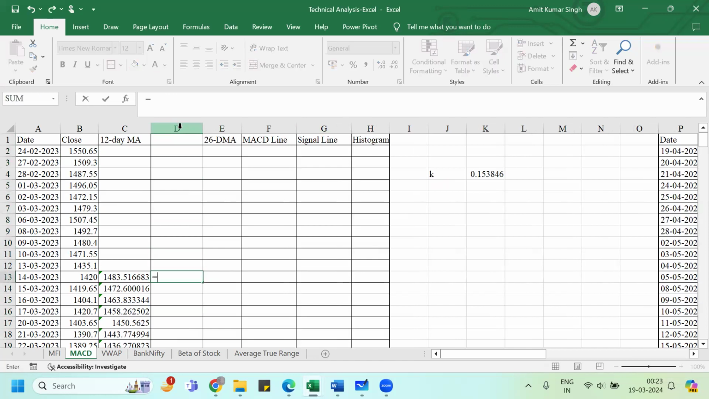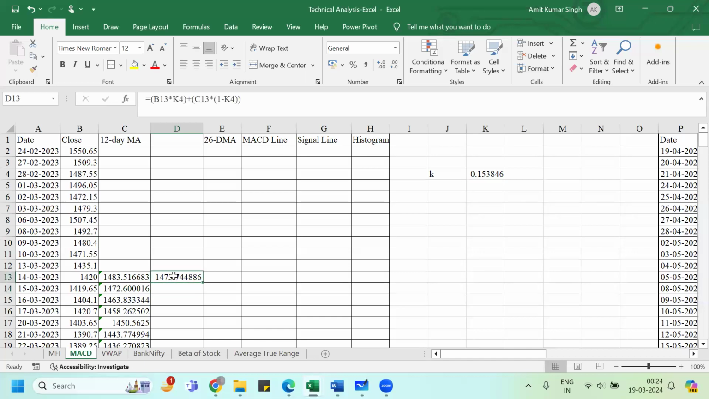So here I would write today's closing price into your smoothing constant, plus yesterday's exponential moving average. For yesterday's exponential moving average, you could have used the simple average, because there's no yesterday exponential moving average data that you have. You could use the simple average of the data, into 1 minus K, the same constant. Then this would give you today's exponential moving average.